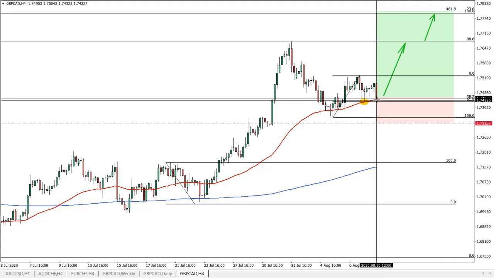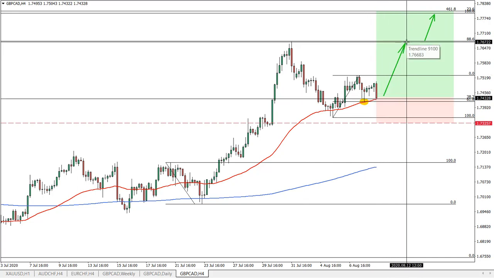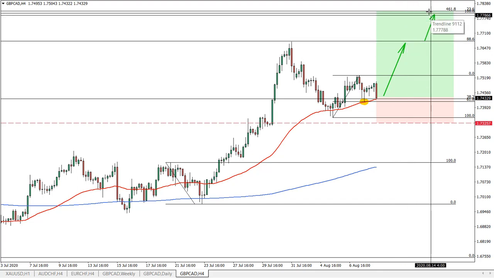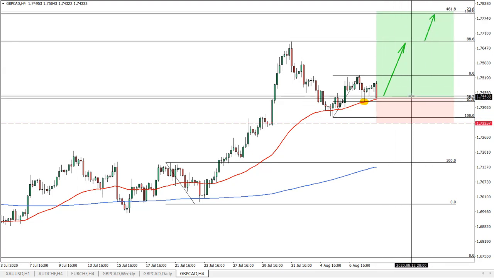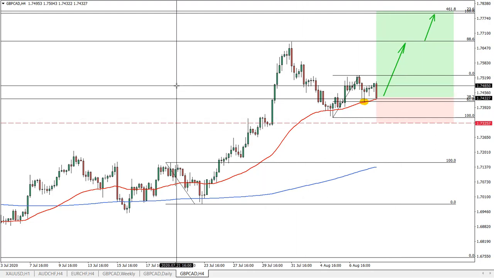But for now, we see the price is near the moving average, and this could be the upside swing that we expect. So there are two key resistance levels. Both of these we will continue to watch. So that's all for this idea.